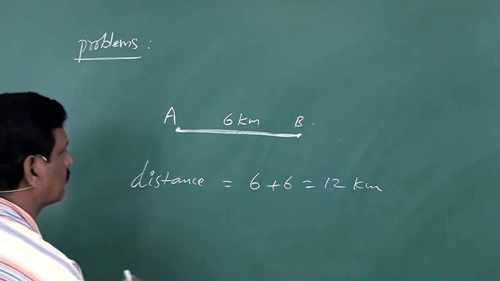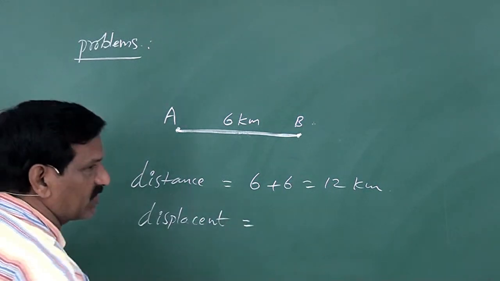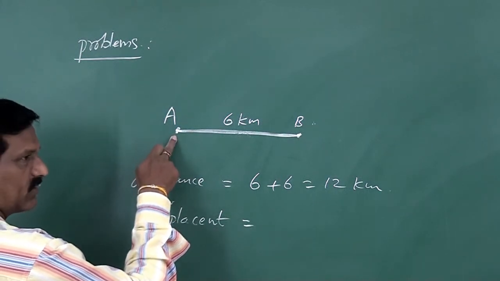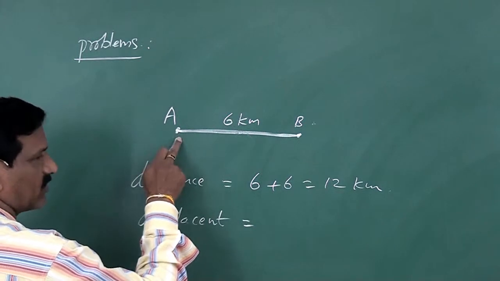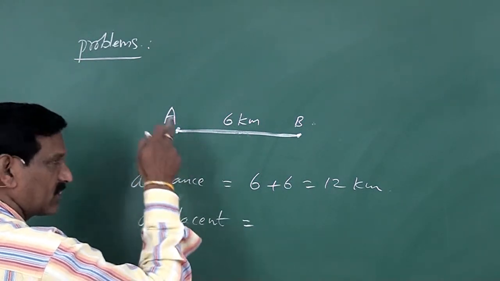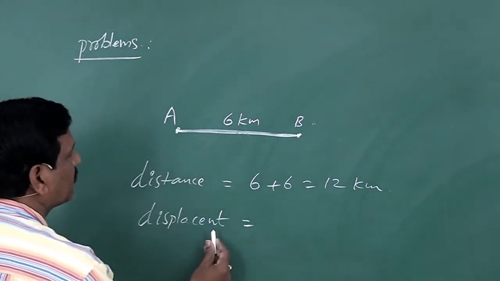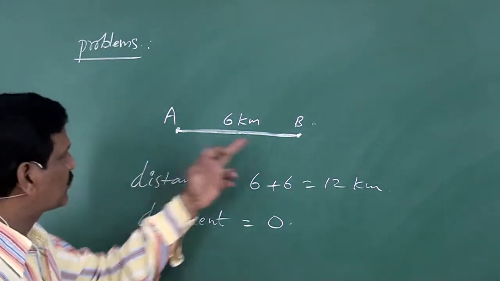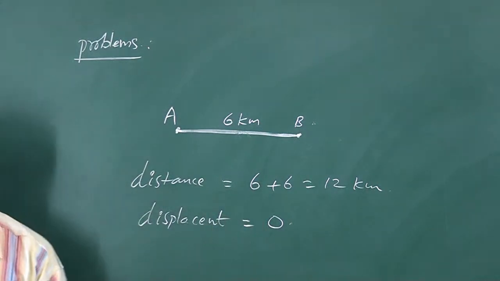Now displacement. What is displacement? Shortest distance between the initial point and the final point. Here this is the initial point and the same point is the final point, because the person reaches the same point where he started. Hence displacement becomes 0 here. So distance is 6 plus 6, 12 km. Displacement is 0.